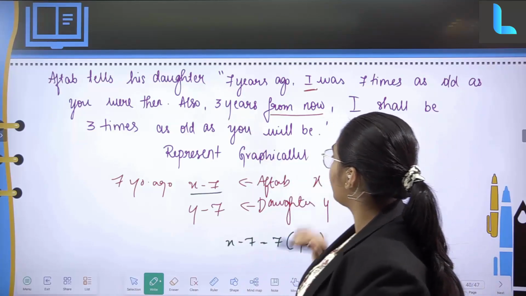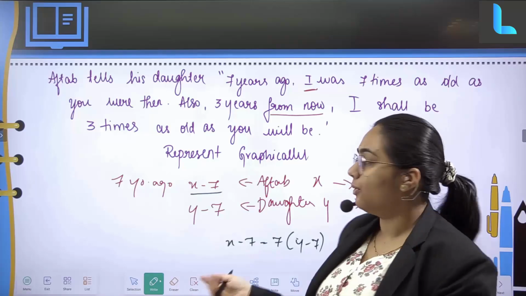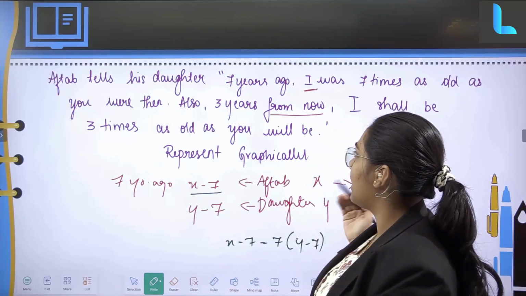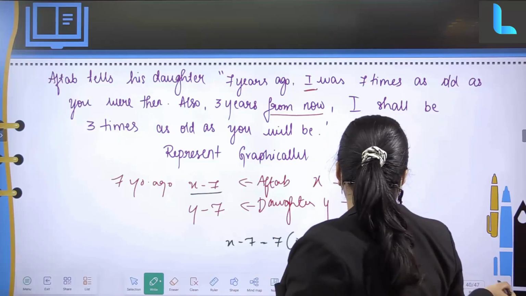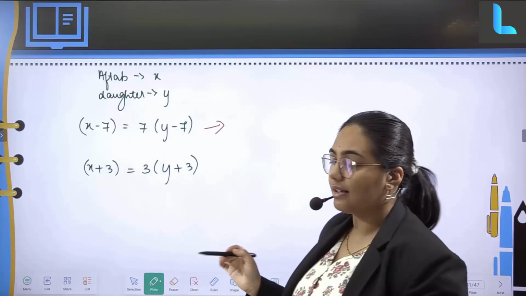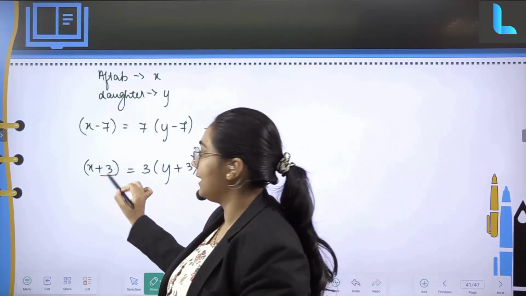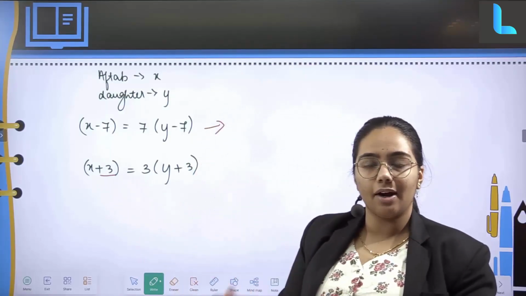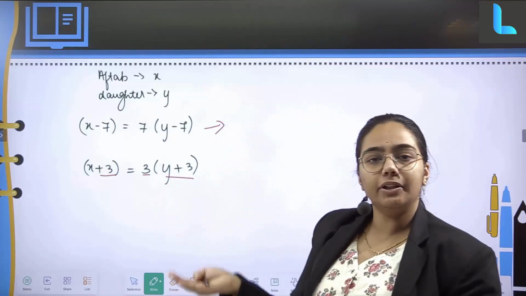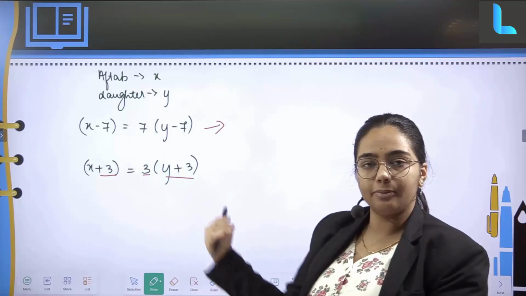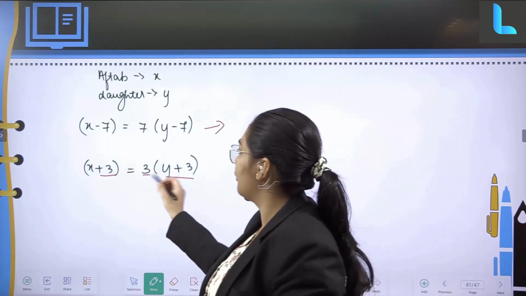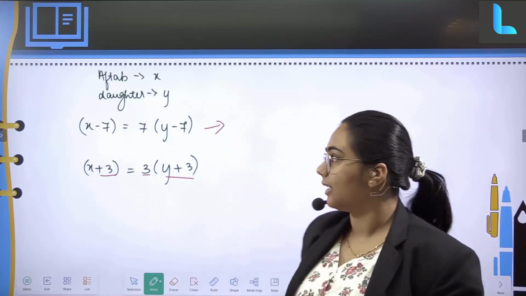Similarly, 3 years from now, I shall be 3 times as old as you will be. You have to do the same. First this was our equation, x minus 7. Now 3 years later, that is x plus 3, 3 times as old as you will be. After 3 years, how old will Aftab's daughter be? That is y plus 3. So if you solve this, you will be getting another equation.